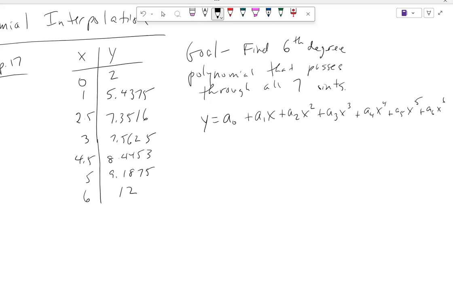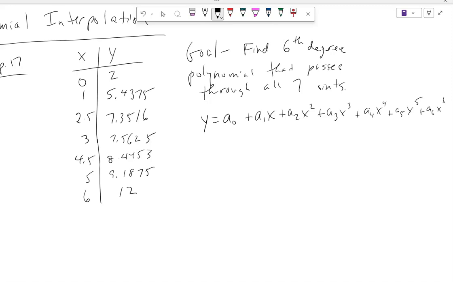Okay, let me ask you this. If I want to make sure the polynomial passes through those points, when I plug in 3 into the polynomial, what do I want to get out? Yeah, I want to get the y value, the 7.5625 in that case, right? If I plug in 6, I want to get out 12, and so on up the line, right? So how am I going to create my equations? What do I need to do? You just plug everything in and set up the equations, right?